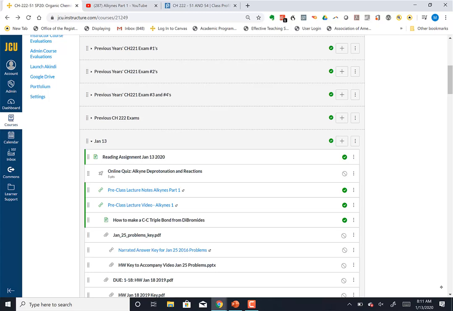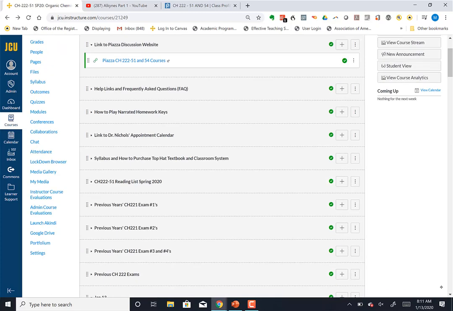There are also some, you can't see here, but there are some problems that I may assign, as well as practice problems. You won't see this because it doesn't have the green circle. I'll add those things in as we go. So right now this is up through the beginning of February, until after the first exam. Okay, so that's how we're going to structure the class.